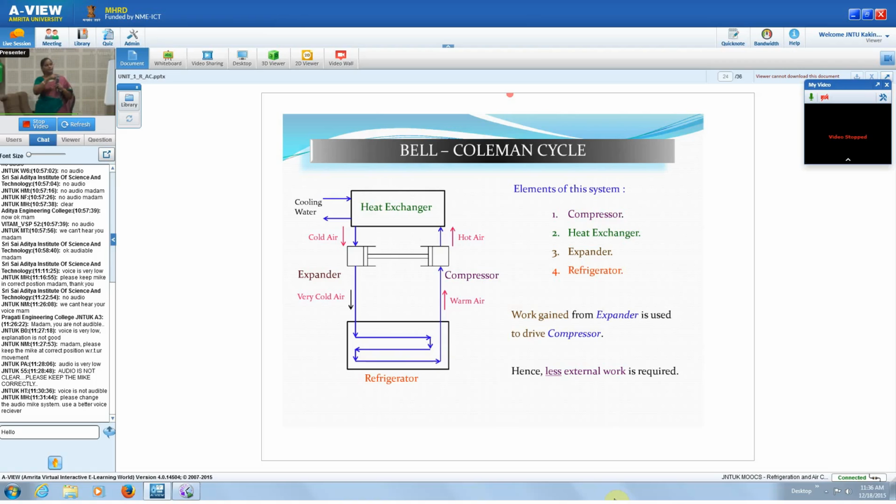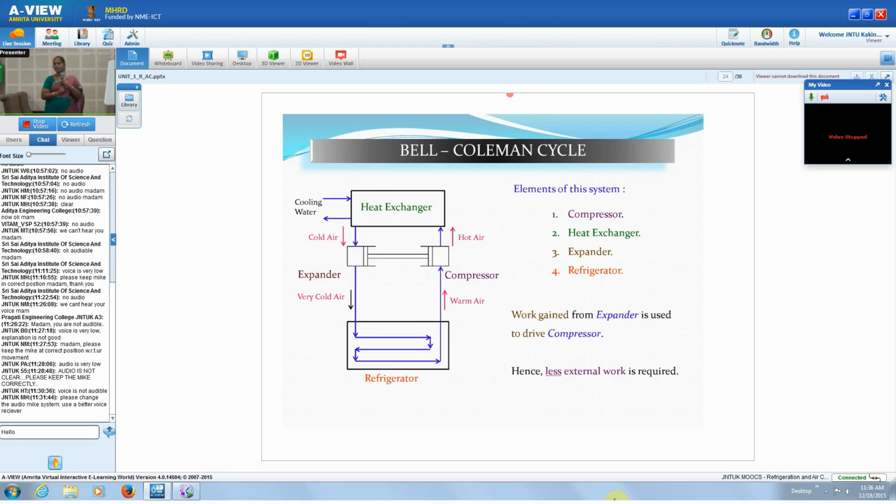You can see here the warm air coming from the refrigerator is compressed in a compressor to hot air. Then the hot air is passed through a condenser where heat rejection takes place at constant pressure. Whereas in the Carnot cycle it is assumed that heat rejection takes place at constant temperature, here it is constant pressure. For heat rejection, cooling water is circulated through the heat exchanger. Then the cold air coming from the heat exchanger or the condenser is expanded in an expander. In the expander some work is done.